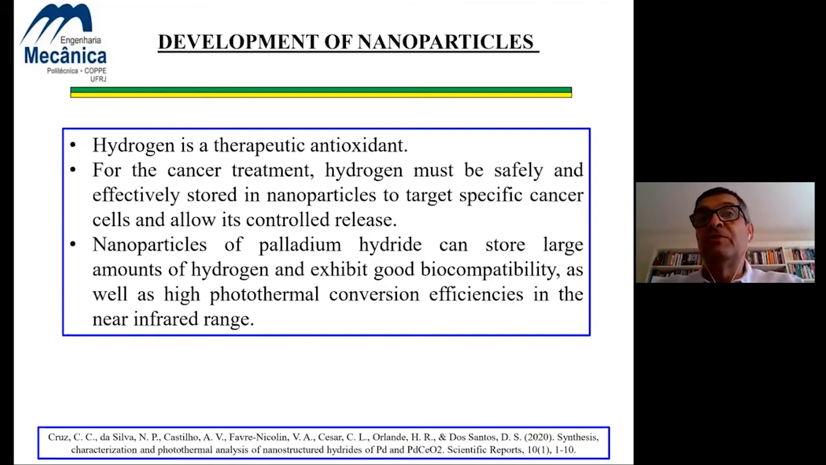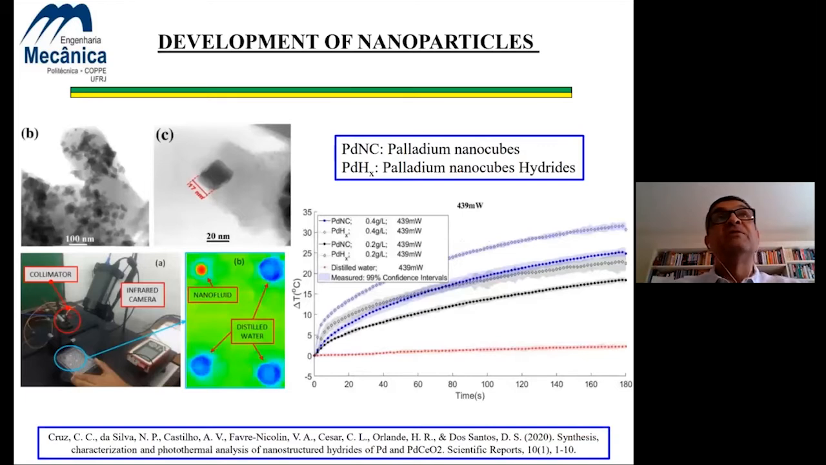Hydrogen is a therapeutic antioxidant that can reduce the hydroxyl radical. For the thermal treatment, hydrogen must be safely and effectively stored in nanoparticles to target specific cancer cells and also allow its controlled release. And then why palladium? Because nanoparticles of palladium hydride can store large amounts of hydrogen, and also they exhibit good biocompatibility, as well as high photothermal conversion efficiency in the near infrared range, as I'm going to show now. This figure shows the palladium nanotubes that were produced in this work. Their mean sizes were about 20 nanometers.